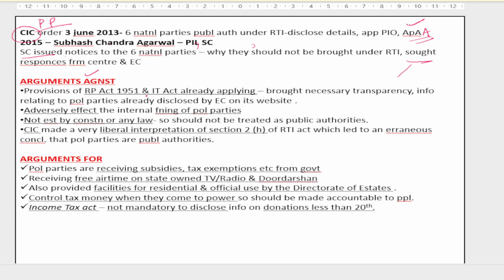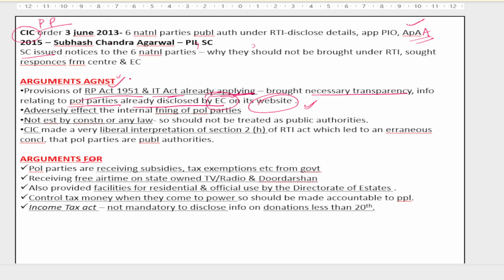Now next we come to the arguments against bringing political parties under the RTI Act and the arguments for bringing political parties under the RTI Act. First, what are the arguments against? One is that the provisions of the Representation of Peoples Act 1951 and the IT Act are already applying to political parties and they have brought the necessary transparency in the working of political parties. Also, information relating to political parties has already been disclosed by the Election Commission on its website.